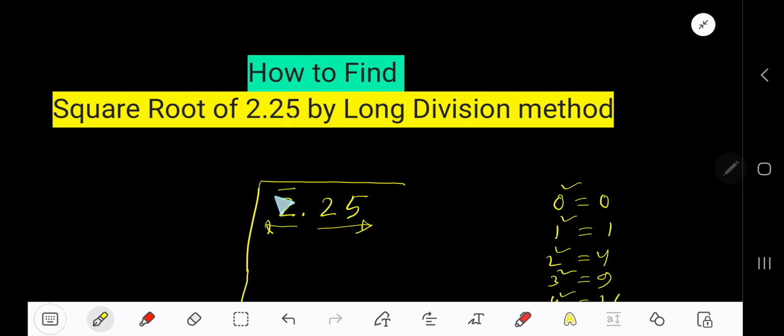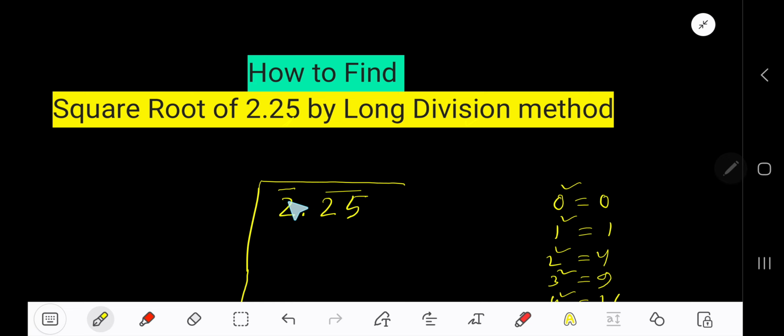You can consider a 0 here, but we don't need it. So for the decimal part you need to make pairs from this side. So we have already made the pairs.